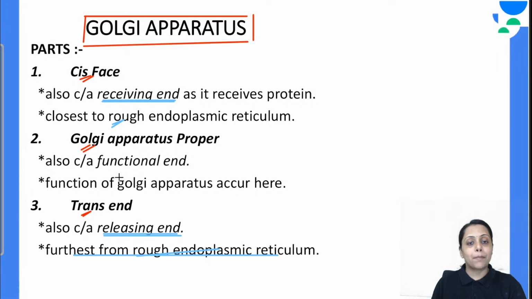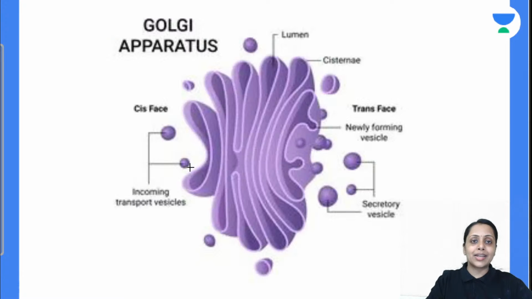Next one is Golgi apparatus proper, that is also known as the functional end, because the actual Golgi apparatus function is done out here. What is the function of Golgi apparatus? It causes glycosylation of protein. So that is done in this Golgi apparatus proper. So this is the diagram. We have this cis phase, we have this trans phase, and we have this Golgi apparatus proper.